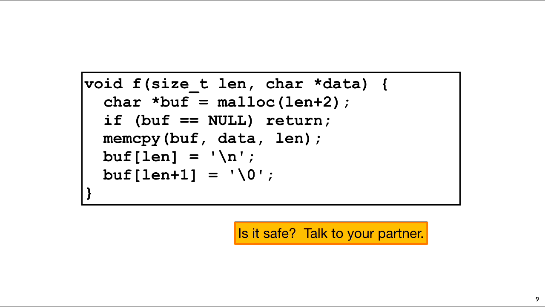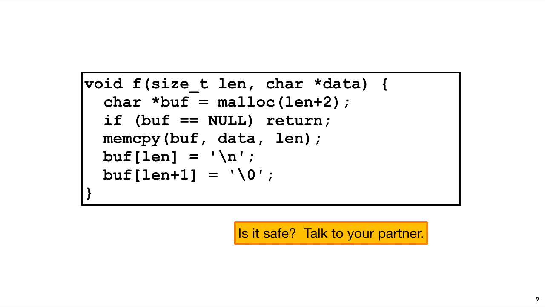Okay, so it's tempting to say there's len plus 2 space in there, so we're going to write len with the memcpy and then 2 more for the other ones, so we're never going to get past the end. Someone give me a reason why it might not be safe. Yeah, in the blue. Okay, so if len is too big, then len plus 2 will overflow, wrap around.